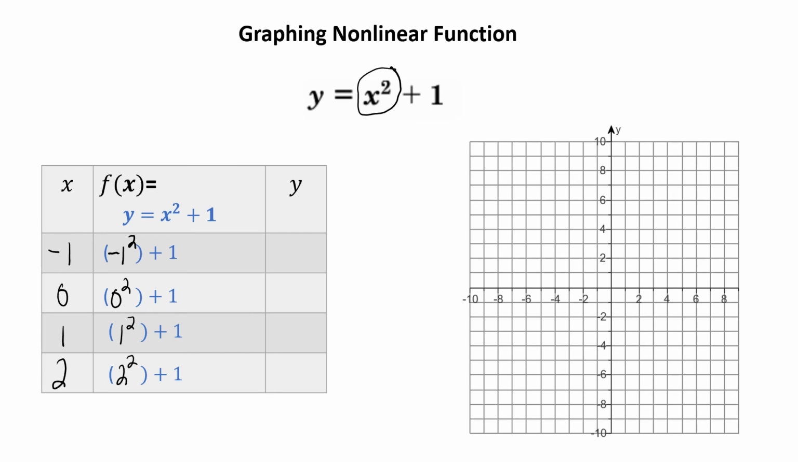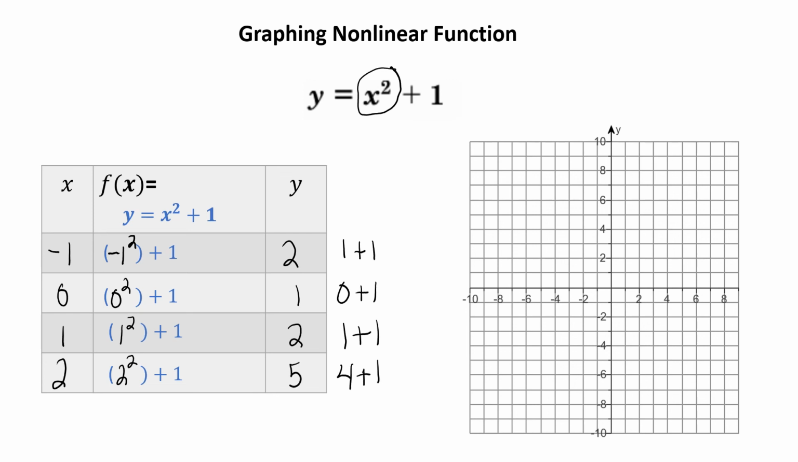Okay, let's do the first one. After simplifying, negative 1 squared is simply 1, because negative 1 times negative 1 is positive 1. So now we're going to add the 1. That'll give us 2. All right, 0 squared is 0 plus 1. Easy, it's 1. 1 squared is 1 plus 1, which is 2. And then 2 squared will be 4 plus 1, which is going to give us 5.